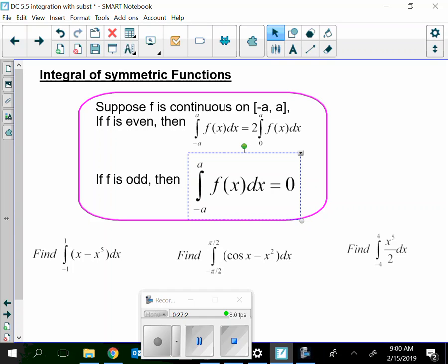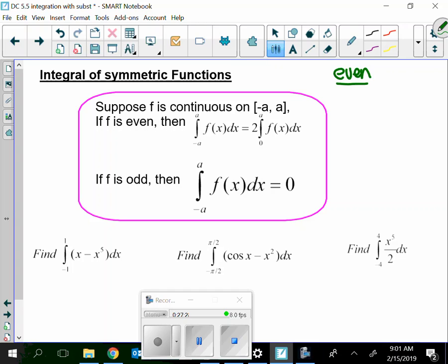If f of x is odd... what is the definition of an even function? F of -x equals what? F of x. An even function. I don't know if this is even or not, but for a random x and a random -x, either the f of x is the same or it's opposite. What's this? It's opposite. So this one is an odd function.